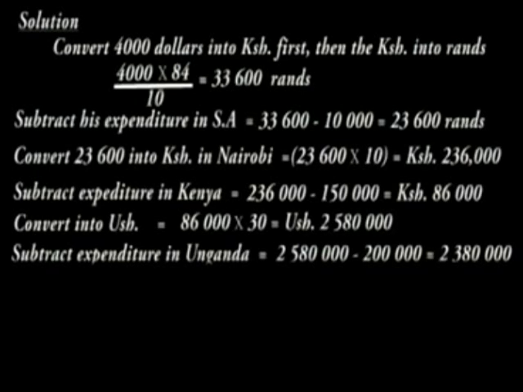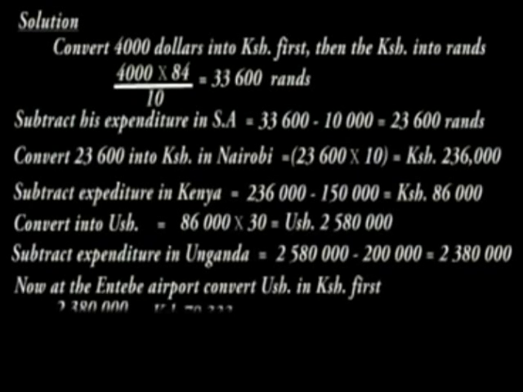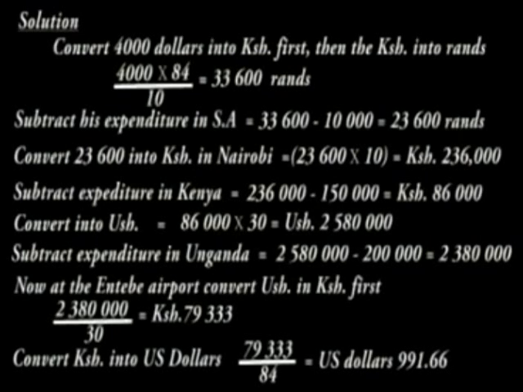Now we do not have a direct exchange rate between Uganda shillings and the US dollar. So we first convert the Uganda shillings into Kenya shillings. That is 2,380,000 divided by 30. We get 79,333 Kenya shillings. And finally, we convert the Kenya shillings into US dollars by dividing by 84. So we get $991.66.